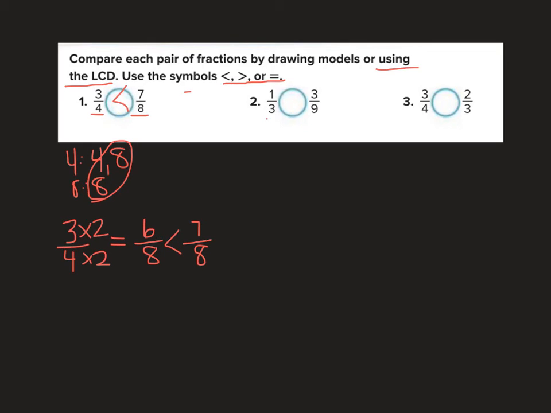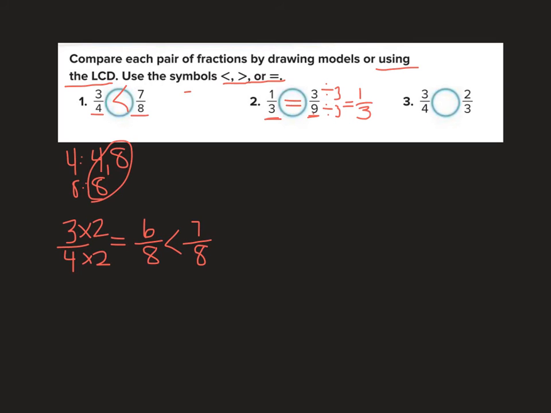So here I have 1/3 and 3/9. Okay, I'm going to see what would happen if I simplified 3/9. Divide by 3, divide by 3. 3 divided by 3 is 1. 9 divided by 3 is 3. 1/3. Look at that. 1/3 and 3/9 are equivalent fractions.